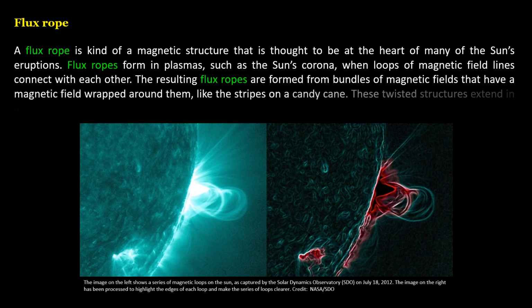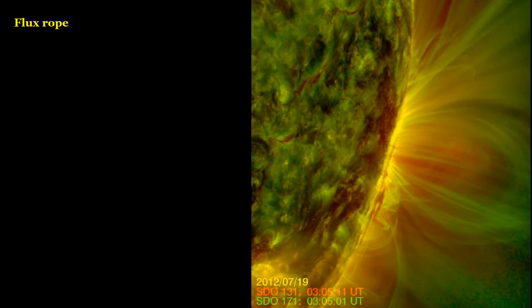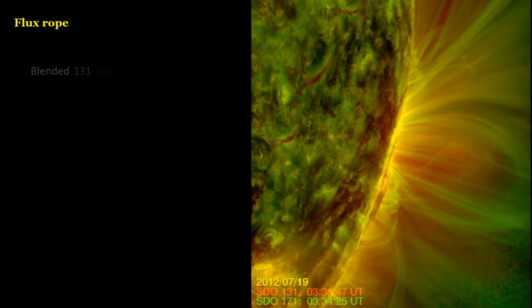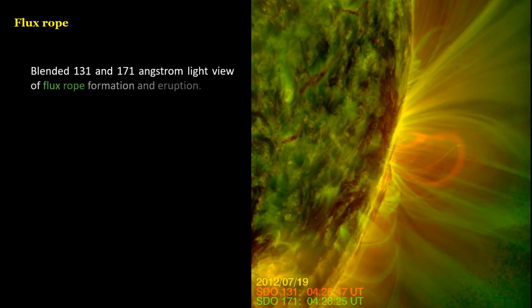These twisted structures extend in a series of loops from the Sun's surface, and can be carried away from the Sun by a coronal mass ejection. Blended 131 and 171 angstrom light view of flux rope formation and eruption.